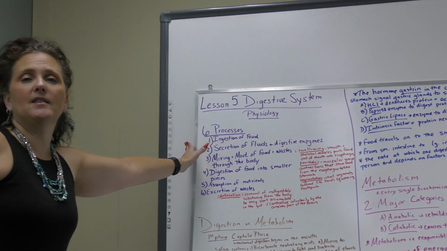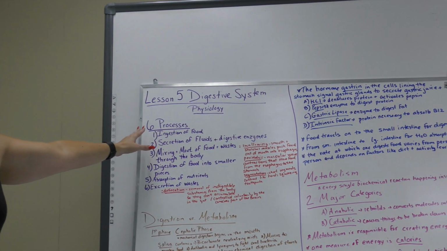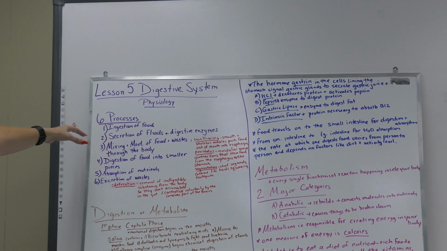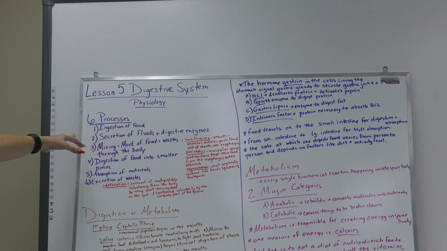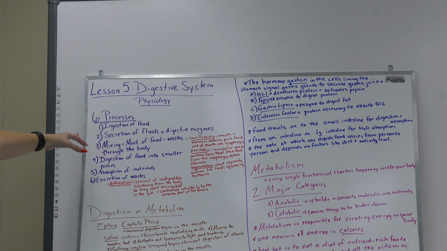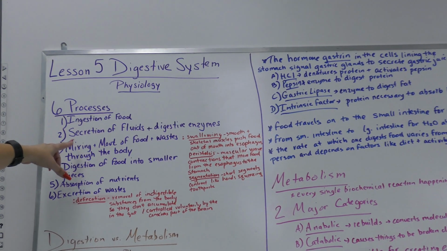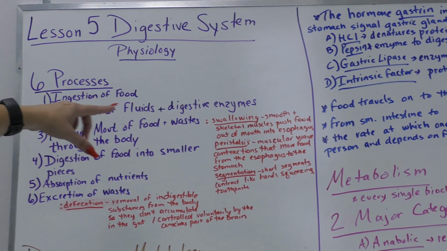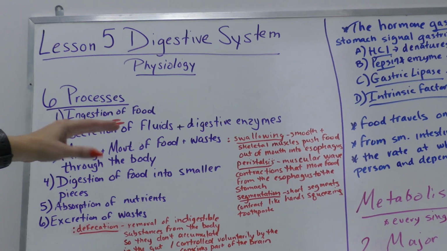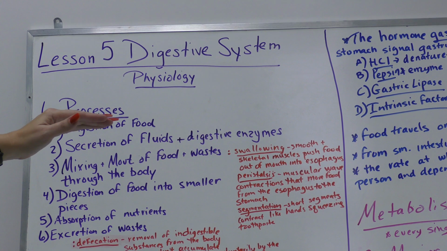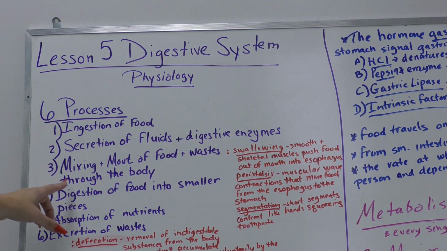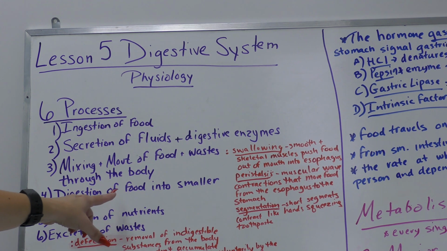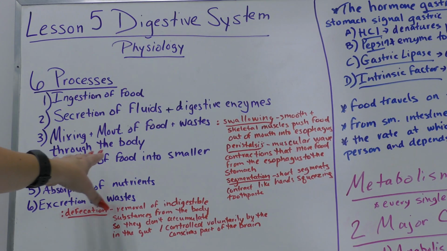We have 6 processes that go with that. The first one is our ingestion of food. Digestion, we're moving it through, but when we ingest, we're just taking it into our body. We're ingesting the food. The second part of that is the secretion of fluids and digestive enzymes. We have to secrete those fluids and digestive enzymes to mix with our food in order to get it to digest. We're going to move that food and waste through the body, and these are the 3 processes by which we're going to do that.